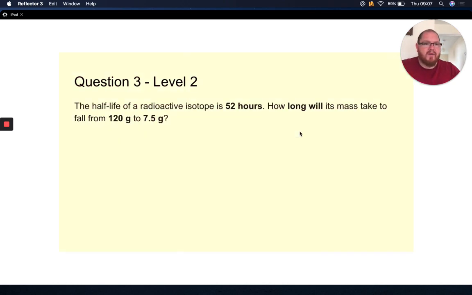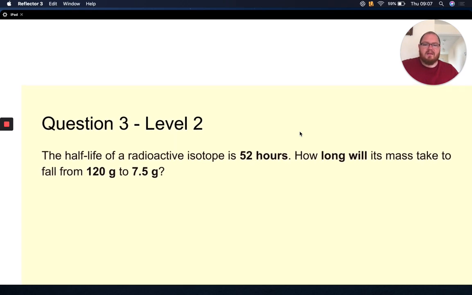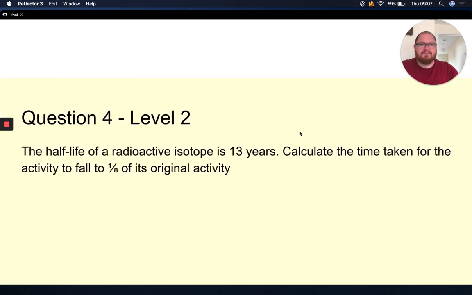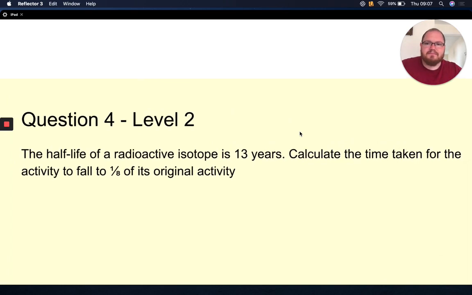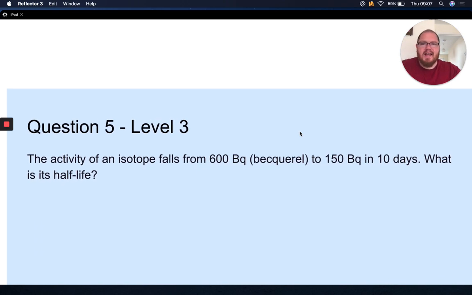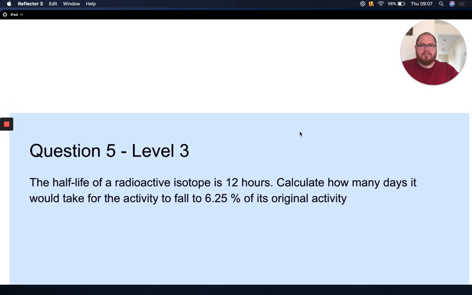Here's your question 3, which is now level 2. Let me zoom in there. Now we're going to go for question 4, which is also level 2. And then these are the challenging ones. So this is your level 3. And then the last question, that should be question 6 there.